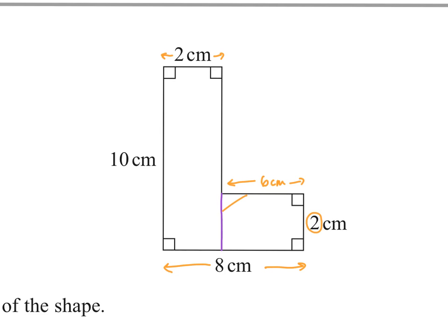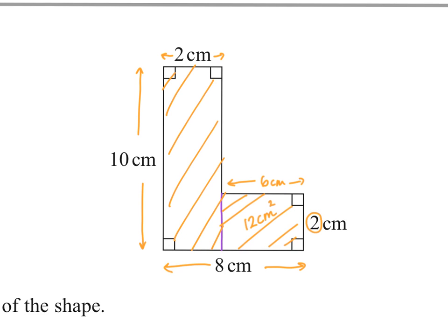So the area of this part here will be 6 times 2, which is 12 centimetre squares. Also, we know that this stays as 10, and this was 2 already, so the area of this part here is going to be 2 by 10, which is 20 centimetre squares. So the total area, looking at it that way, would be 32 centimetre squares, because we'd just add the 20 and the 12 together.